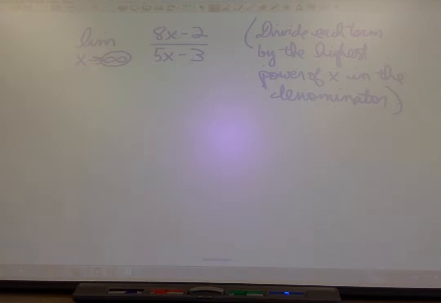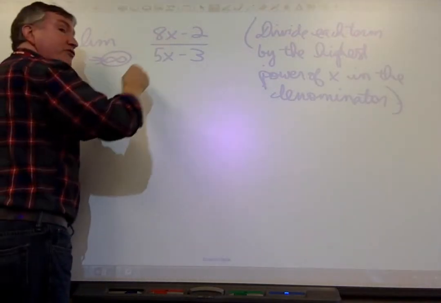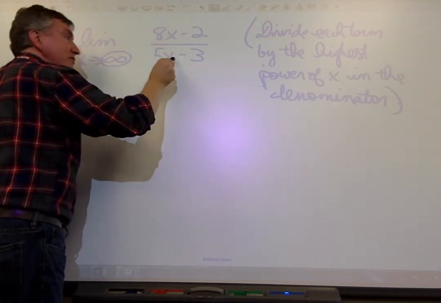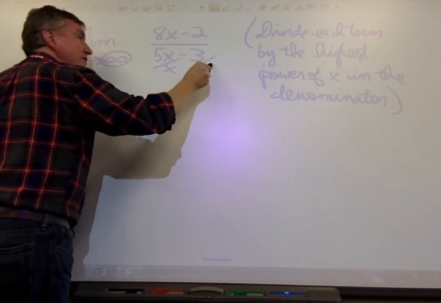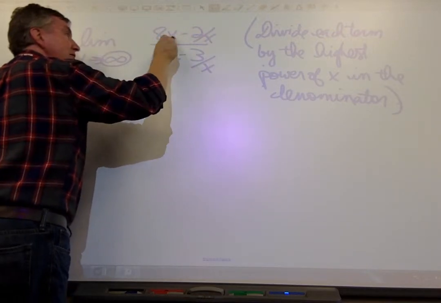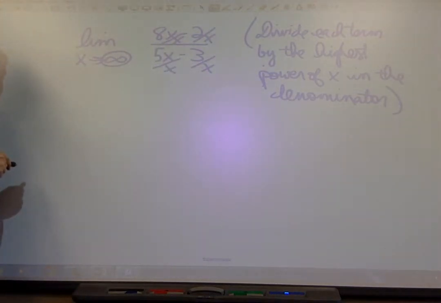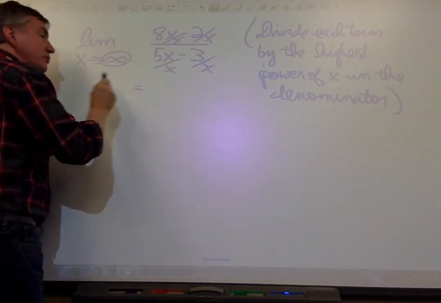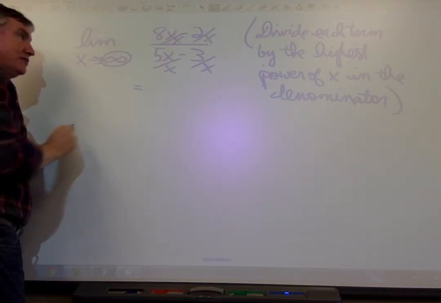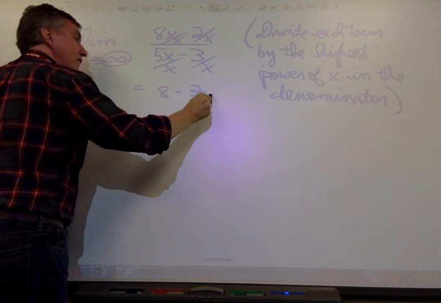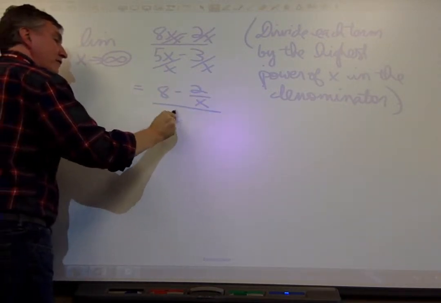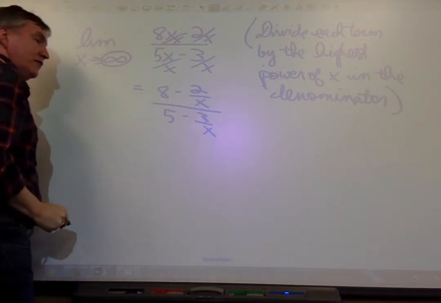What's the highest power of x in the denominator? 1. You know what I'm going to do to this fraction then? Exactly what that says. I'm going to divide this by x, that by x, that by x, and that by x. That's legal, isn't it? Isn't that algebraically sound if I divide everything by the same number? Assuming x is not 0. Can you tell me what that new expression is if I do that? 8 minus 2 over x, over 5 minus 3 over x.